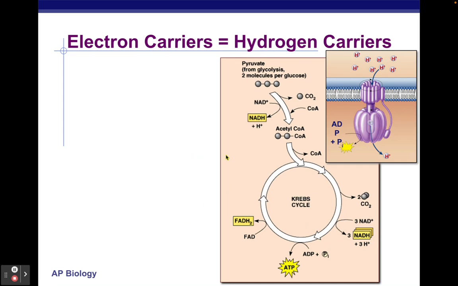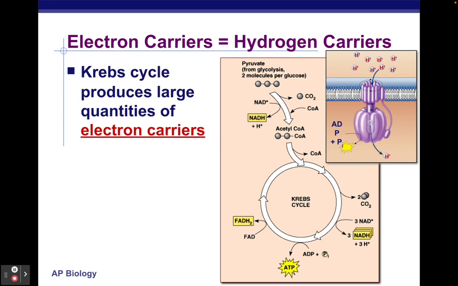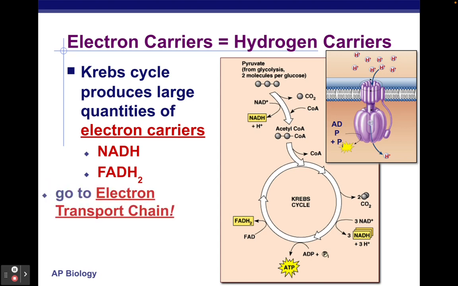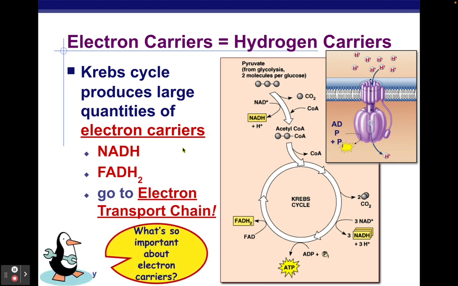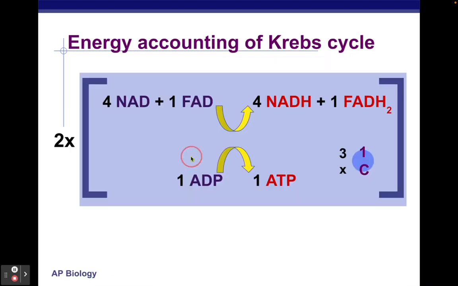So let's talk about our electron carriers. They also are hydrogen carriers. So the Krebs cycle produces large quantities of these electron carriers, NADH, FADH2. They all go to the next stage, which is our electron transport chain. So what is so important about these electron carriers is that they are going to provide the fuel for the proton pump. All right. So we're talking about the energy accounting of the Krebs cycle.